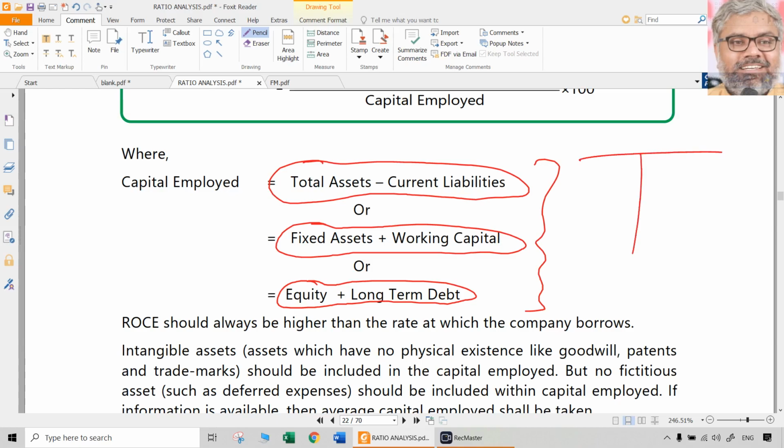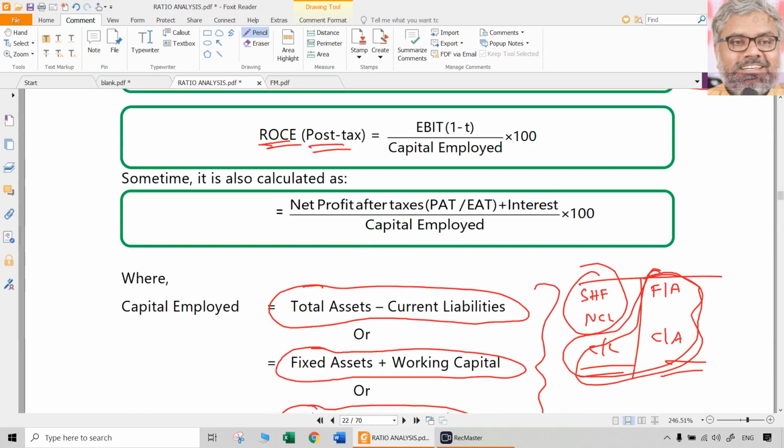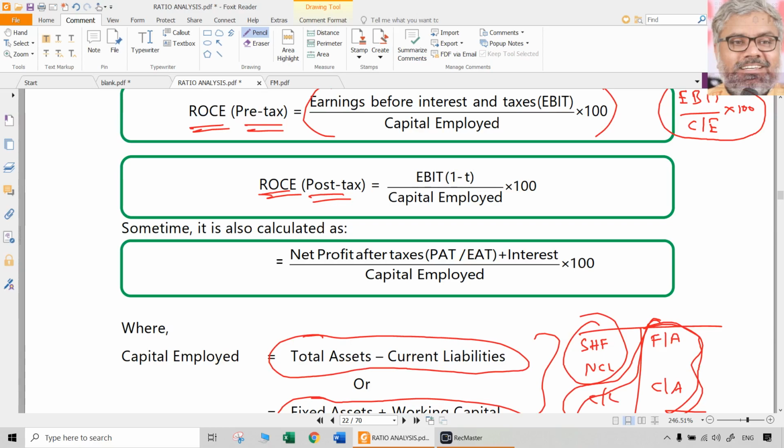Once again, if you only know the balance sheet, simply speaking: fixed assets, current assets, equity, which is shareholders' funds, non-current liabilities, current liabilities. That's all. Any balance sheet will be this only. So total assets minus current liabilities is capital employed. Fixed assets plus working capital is capital employed. Equity plus long-term debt is capital employed. All of them are the same. That is capital employed in the denominator. That is the same.